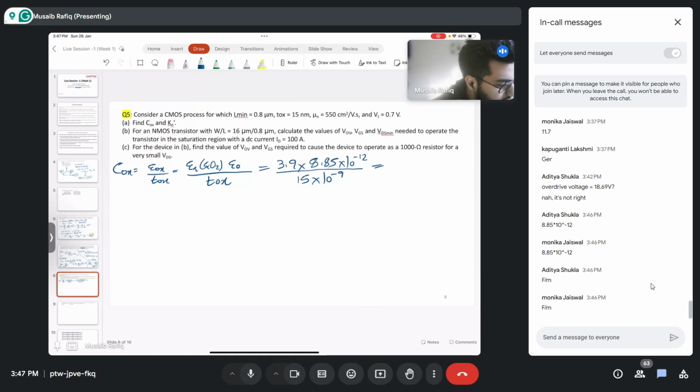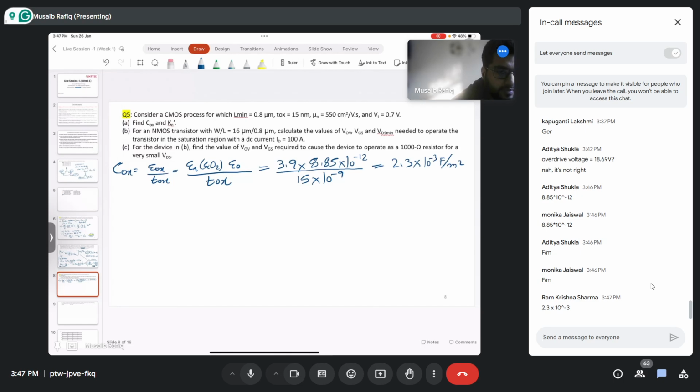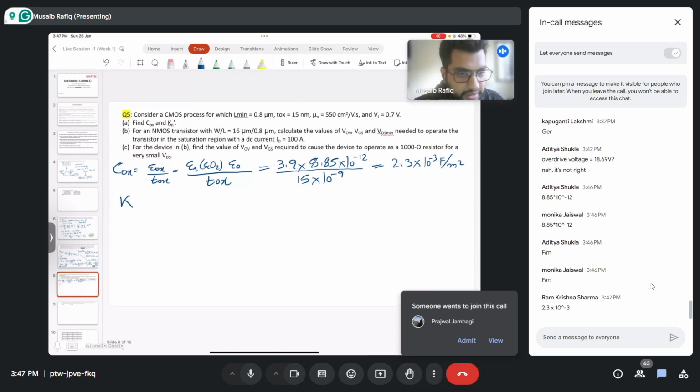So it's 3.9 into 8.85. Let me take out the calculator. 3.9 into 8.85 divided by 15, that's 2.3 into 10 raised to power minus 3 farad per meter square. Yes, do not forget units. 2.3 into 10 raised to power minus 3 farad per meter square, and Kn bar is equal to mu n times Cox.